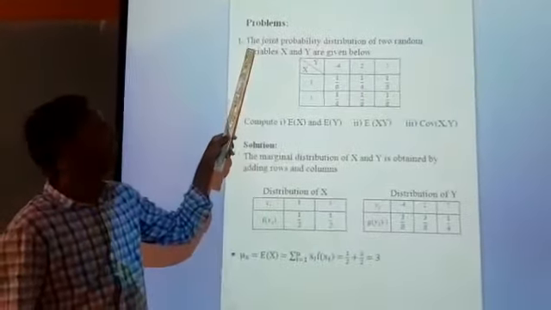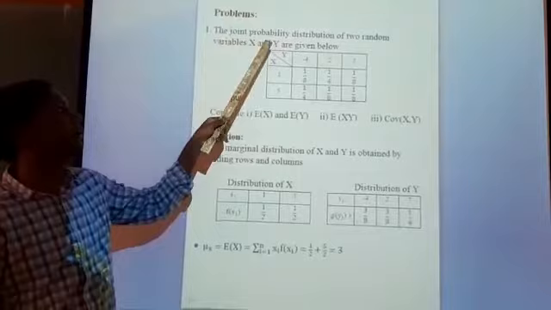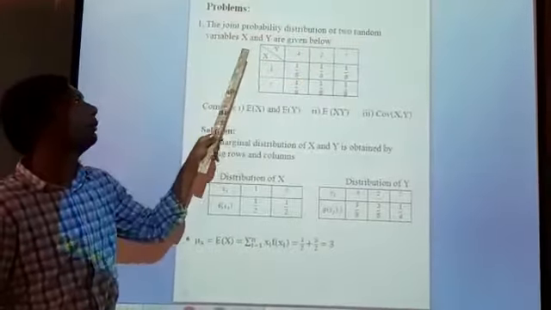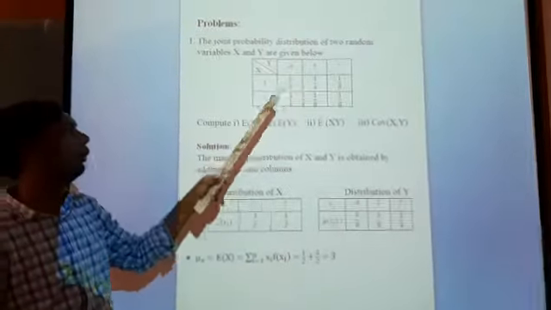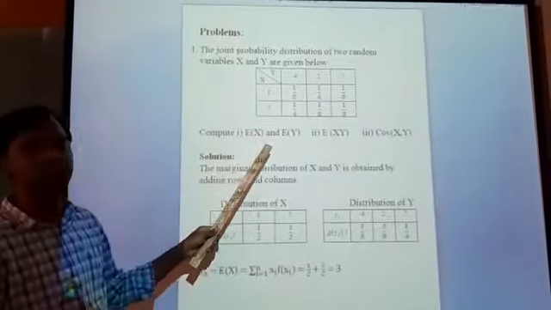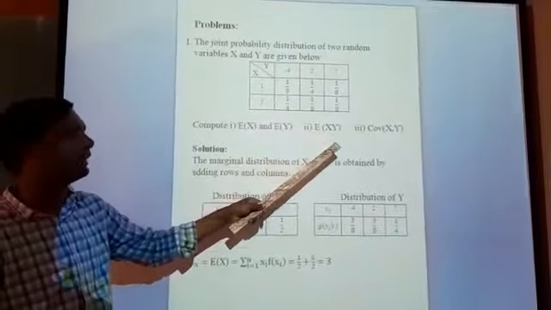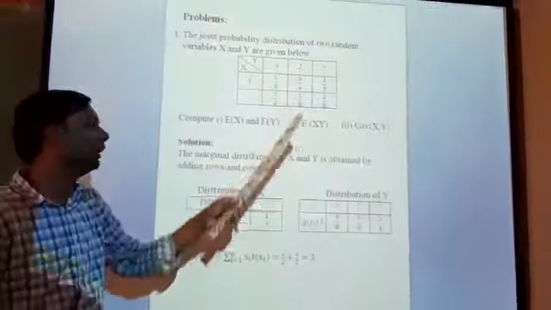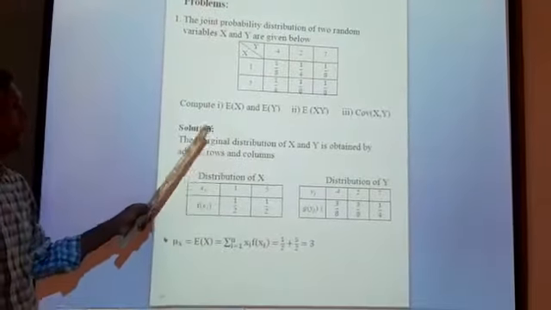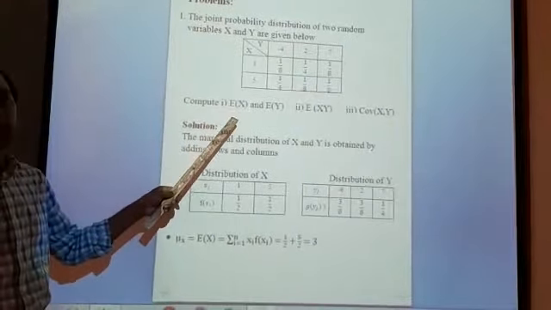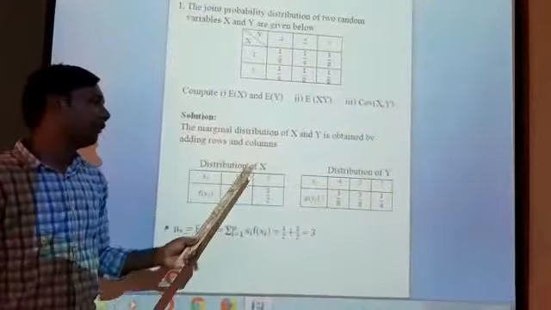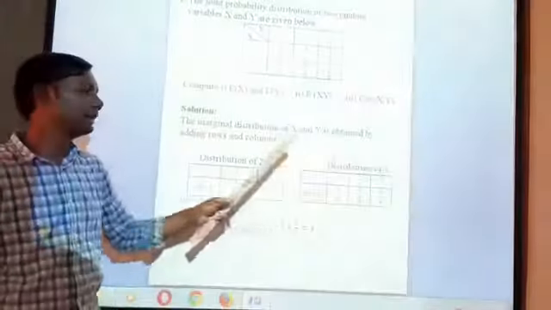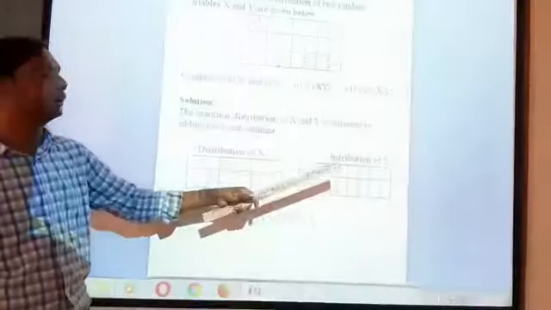The problem is given like this: the joint probability distribution of two random variables x and y is given below. Next, we compute the expectation of x, expectation of y, expectation of xy, and covariance of xy by using these values. So let us solve it. To find expectation of x and expectation of y, we require the distribution of x and the distribution of y. So let us prepare the distribution of x and distribution of y.